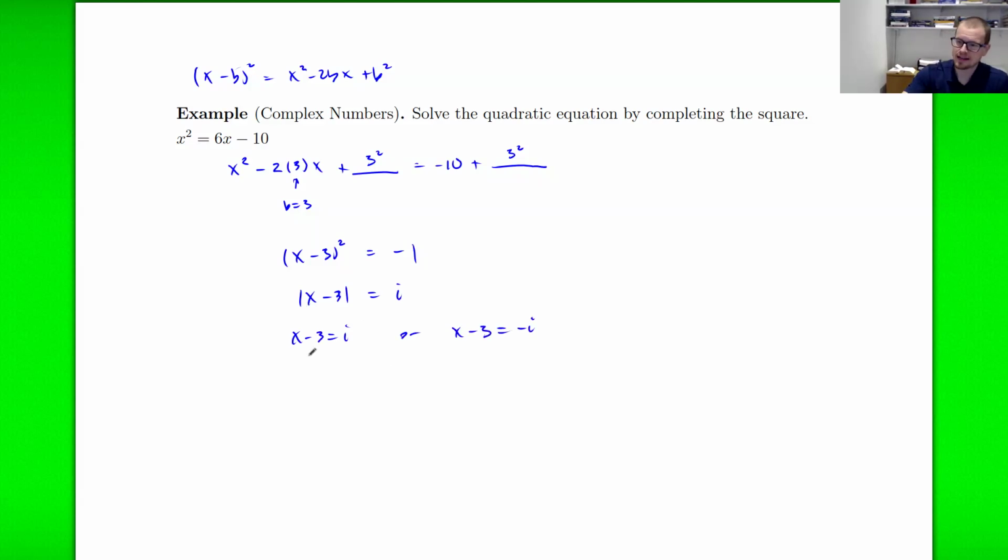Now I can go ahead and add 3 to both sides of the equation to find x is equal to 3 plus i, or x is equal to 3 minus i. And those are the solutions to our quadratic equation.